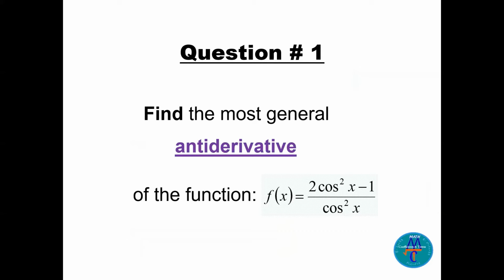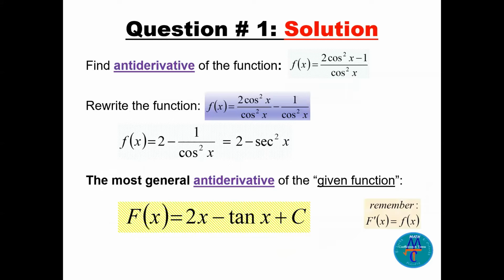Find the most general antiderivative of the function f of x equals 2 cosine squared of x minus 1, divided by cosine squared of x. We need the antiderivative. So we can rewrite the function. We can divide each term here by cosine squared of x. So we get f of x is equal to 2 minus 1 over cosine squared of x. 1 over cosine squared of x will be secant squared.